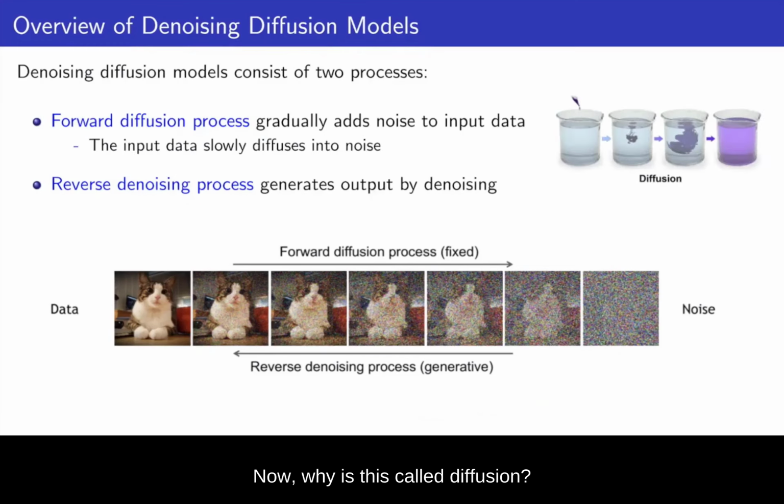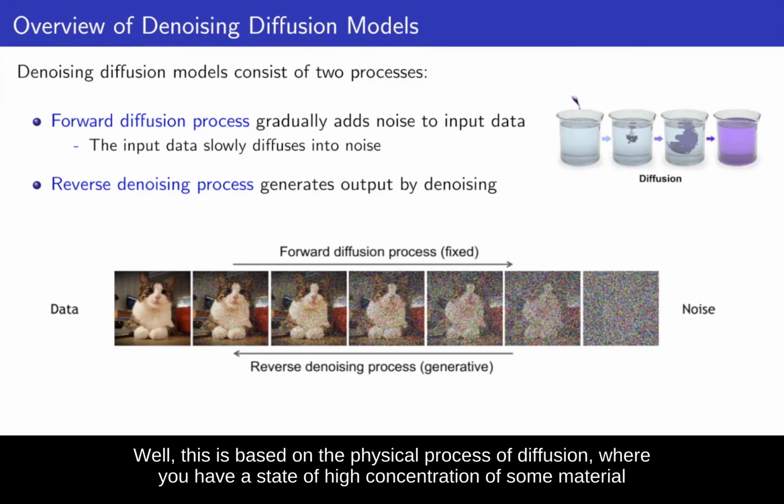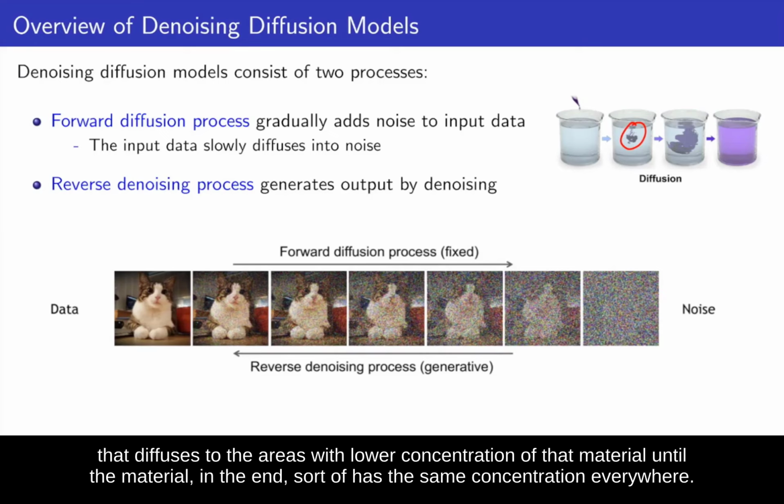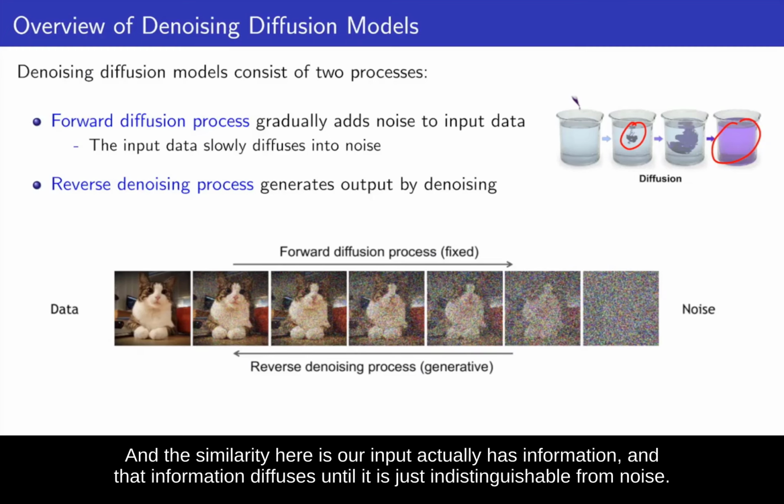Now, why is this called diffusion? Well, this is based on the physical process of diffusion, where you have a state of high concentration of some material that diffuses to the areas with lower concentration of that material until the material in the end has the same concentration everywhere. And the similarity here is our input actually has information, and that information diffuses until it is just indistinguishable from noise.